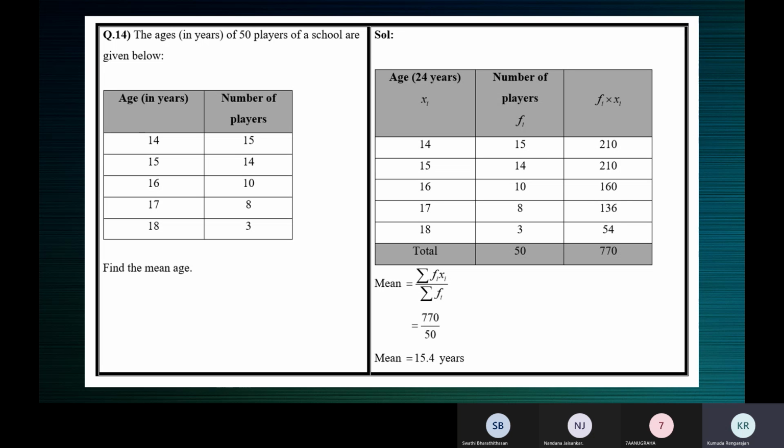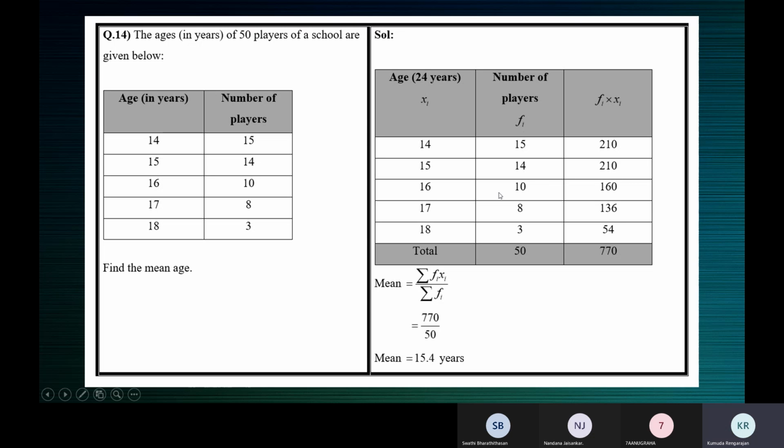Or you can perform the long division. Step 1, cancel 0 and 0. The 0 in the numerator and 0 in the denominator gets cancelled. Then we have 77 by 5. You can do the long division and get 15.4, or multiply and divide by 2. 77 into 2, 154. 5 into 2, 10. So 154 by 10, which is 15.4. Very good, children. Very good.